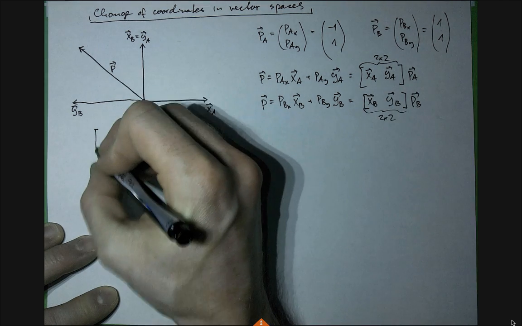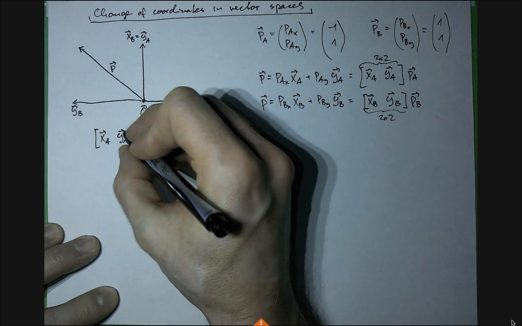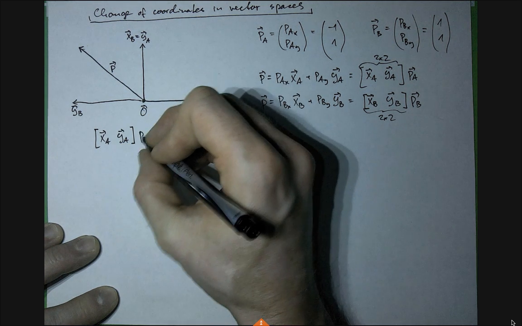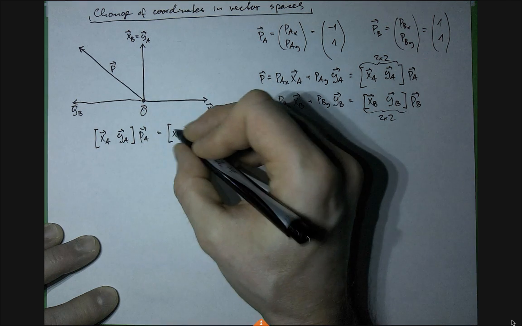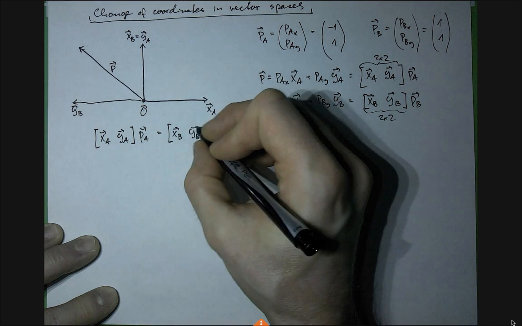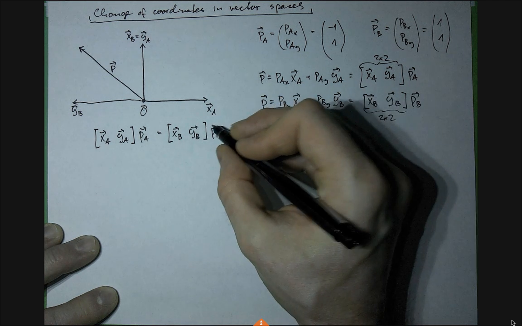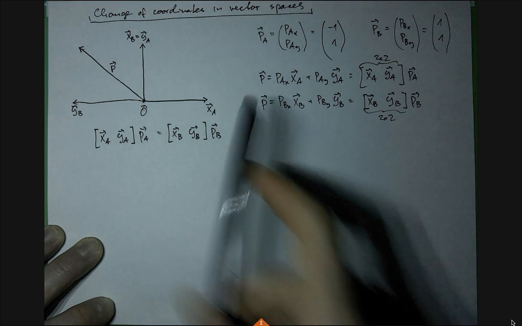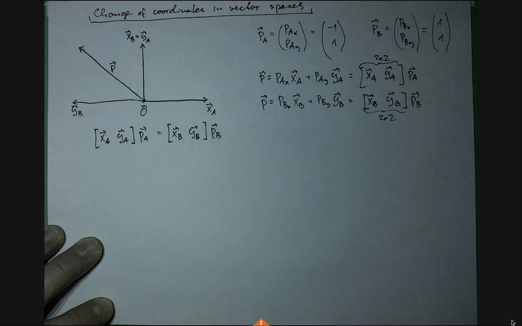So I can write that XA YA, this is a matrix of the basis A, times PA is equal to XB YB times the vector PB, right? That's because the left-hand sides are the same, so the right-hand sides have no other choice than being the same as well. Got it?